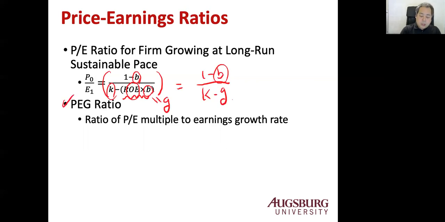So there's a PEG ratio. The PEG ratio is the PE ratio divided by the growth rate. If you divide this one by the growth rate, it's actually very close to 1, very close to 1 for many companies.